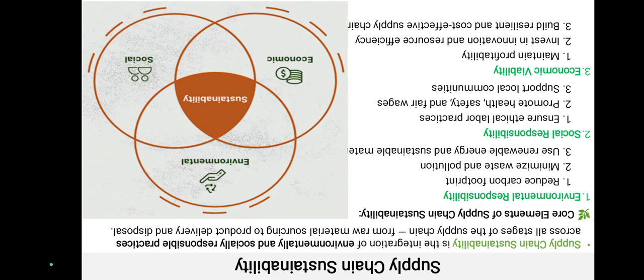If a company, a factory, a manufacturing unit, or a business is following these environmental responsibilities, social responsibilities and economic viability, then the company will have sustainability. That is, the company will do business without a negative impact on the environment. So this is all about supply chain sustainability.